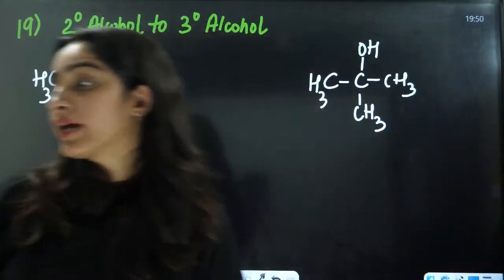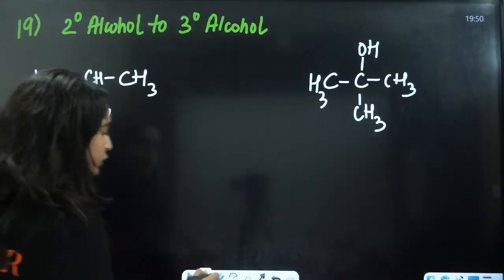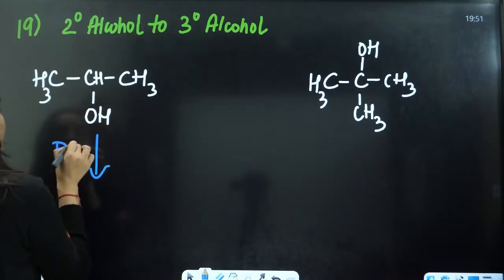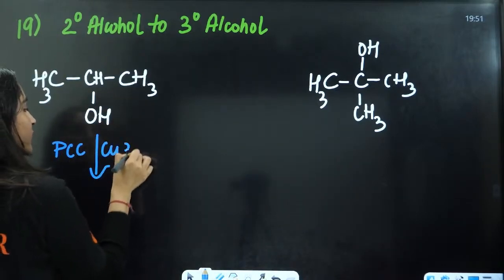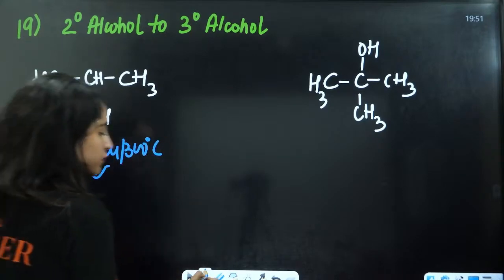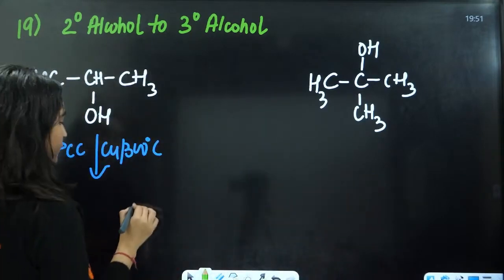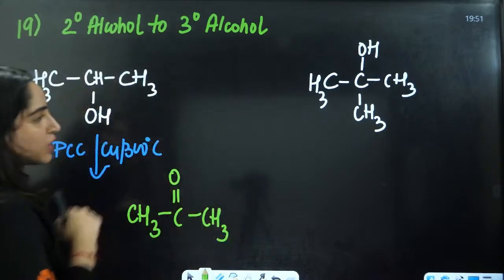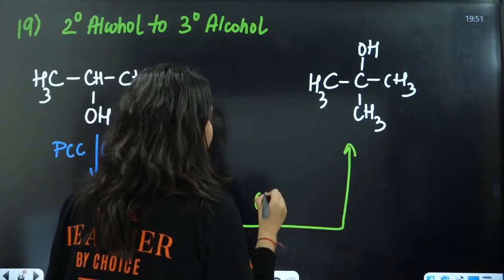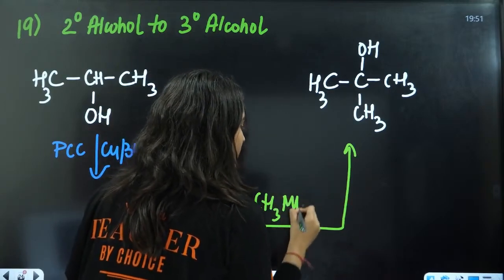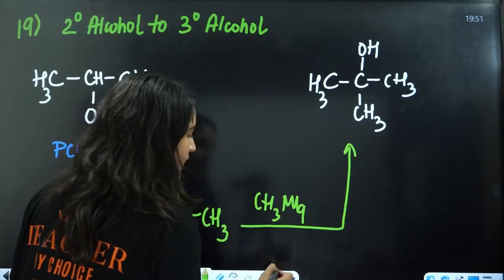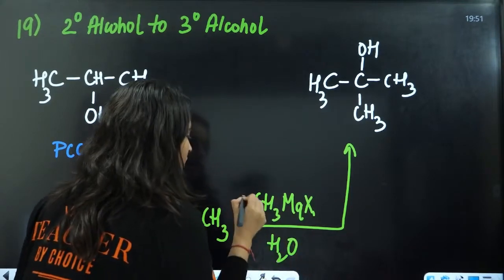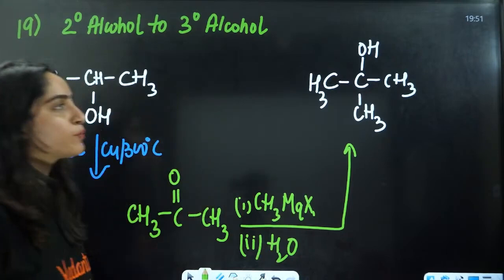Now how to convert 2 degree to 3 degree? You can convert it by adding anything like PCC or copper at 300 degrees Celsius, anything here, into ketone, that is CH3, C double bond O, CH3. Then after converting to ketone, add Grignard reagent here, that is CH3MgX, and add water here. Now you will have your desired product, okay?